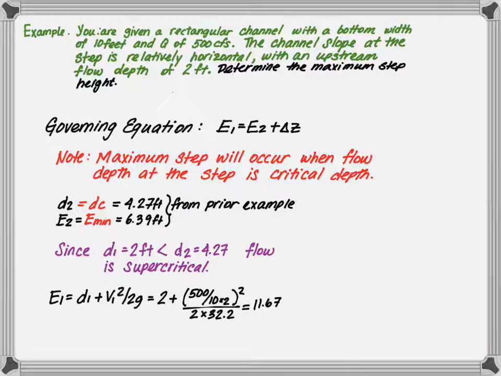Since D1 is less than the critical depth, we know the flow this time is supercritical. We're going to calculate the energy at point 1, D1 plus V1 squared divided by 2G, and we get a specific energy of 11.67 feet. We can subtract the energy at 2 from the energy at 1, and we'll get a step height of 5.28 feet. So the maximum step height for this example is 5.28 feet.